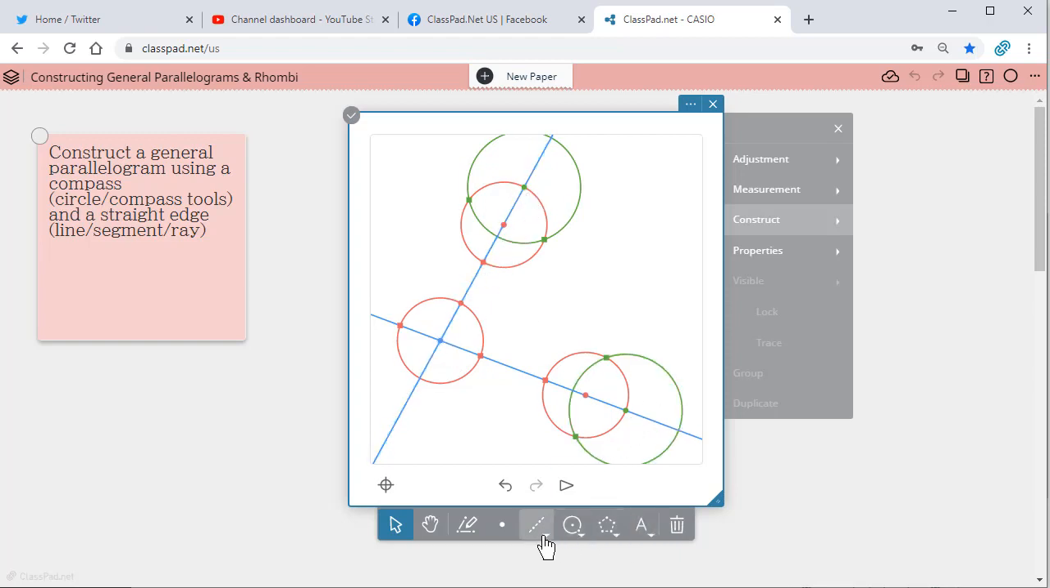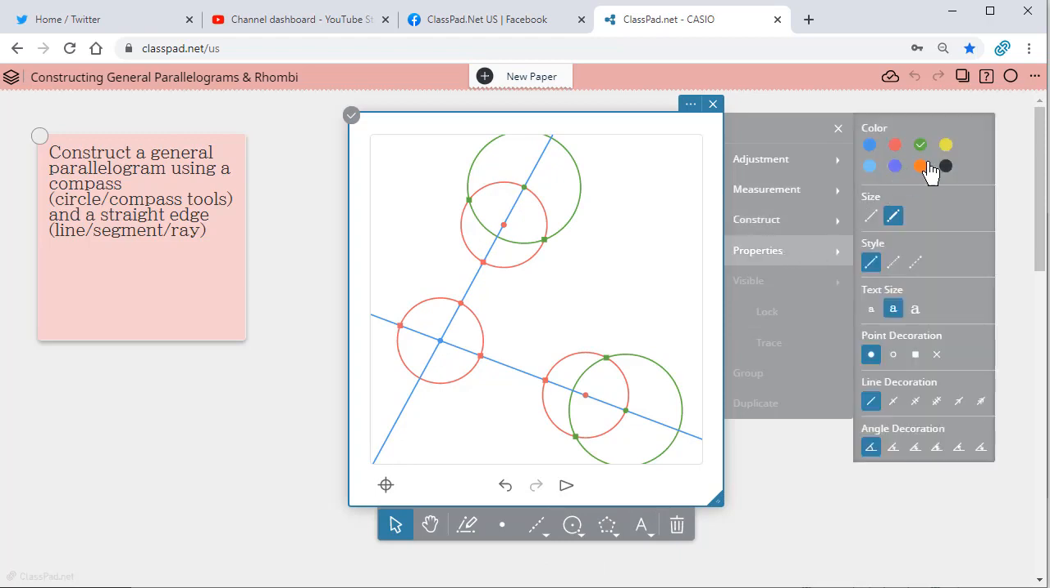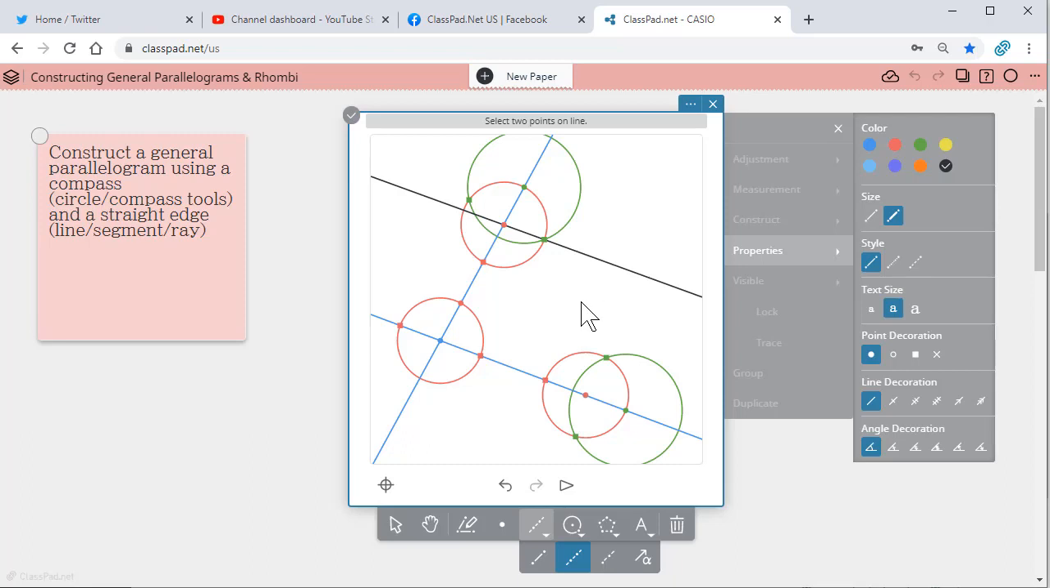So I'm going to get my straight edge tool. Let's change the color again just to be consistent. And I'm going to now connect that line. So I'm looking for a line parallel to this with the center. So here's that center. And I'm going to use my line straight edge tool and connect these.